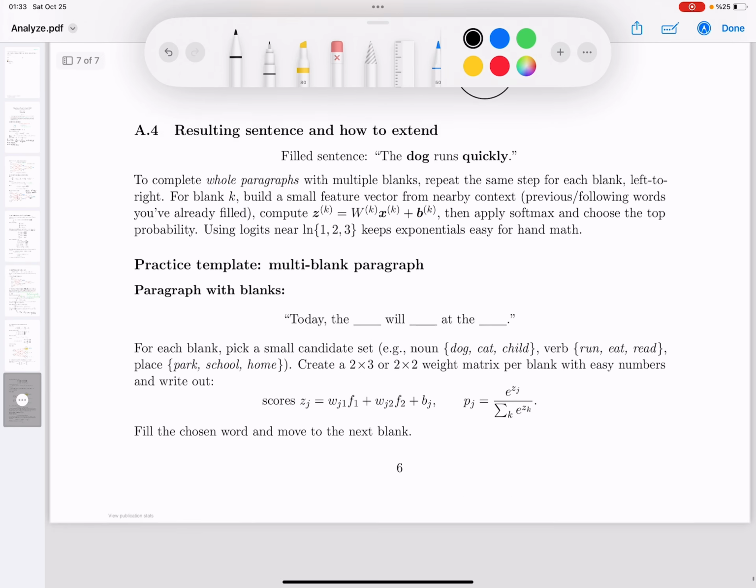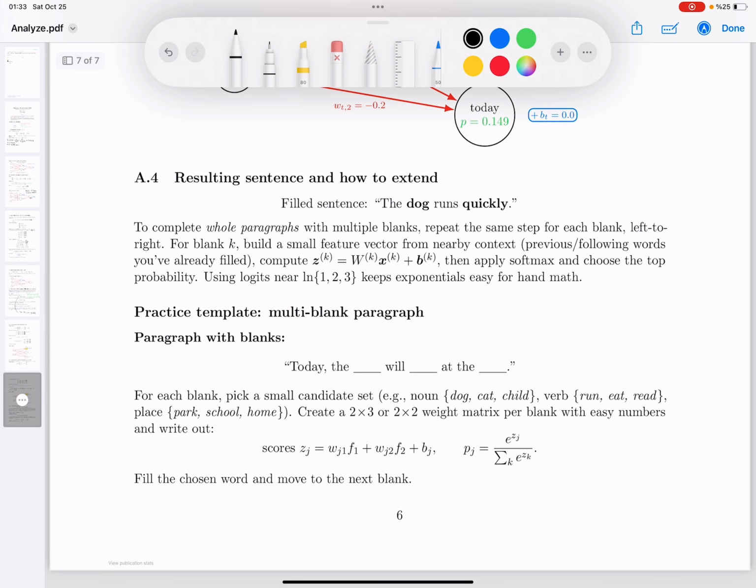And this is a test for you. You can do it by yourself. Today the blah blah will blah blah at the blah blah. So you can fill in the blanks and comment so I can see.